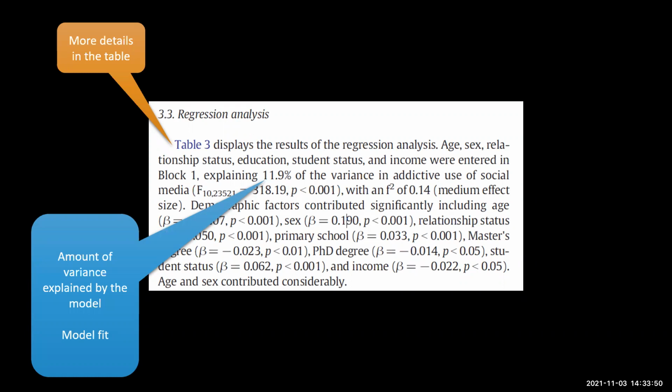They present it as a percentage to make it look bigger, but actually it's presented as 0.119. Showing it as a percentage makes it look bigger. But this is not a very good model. Typically, a good model would explain more of the variance in the outcome variable.